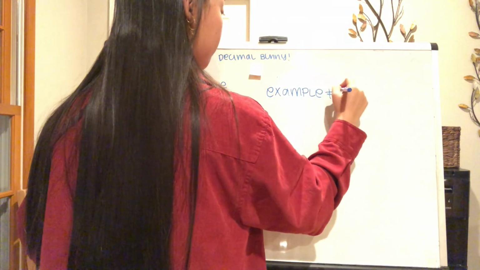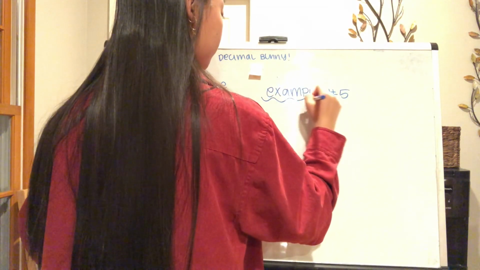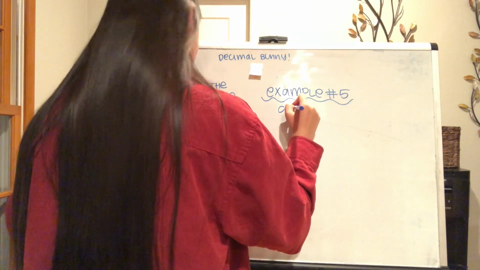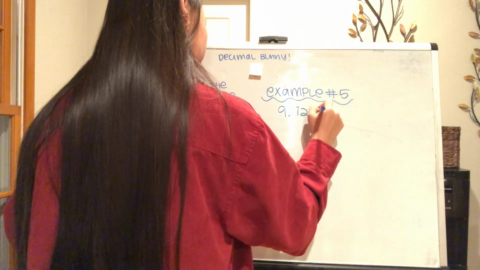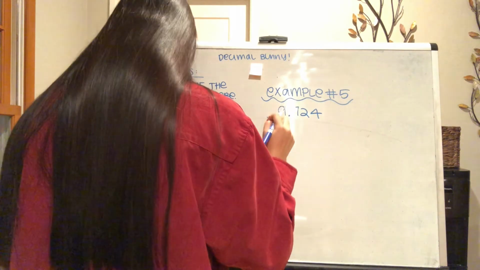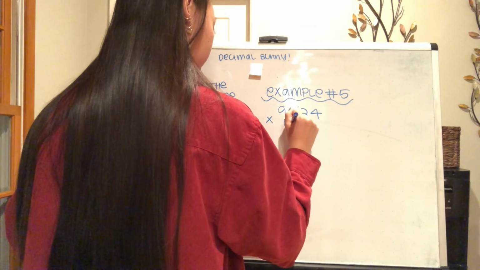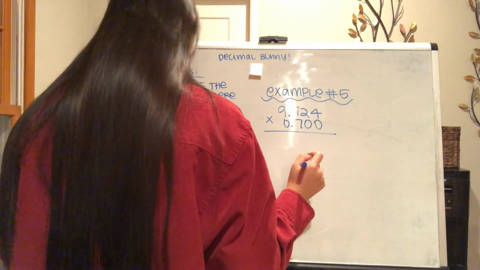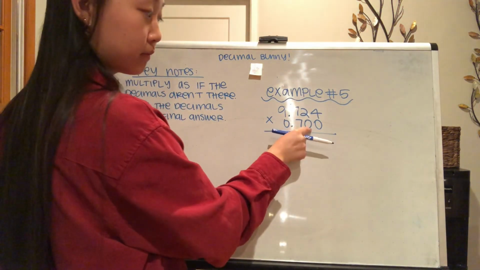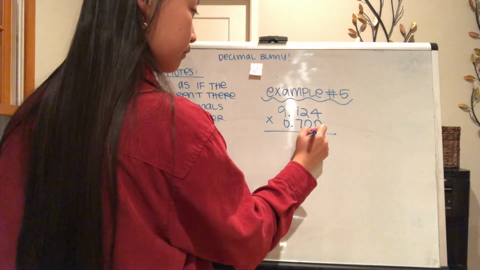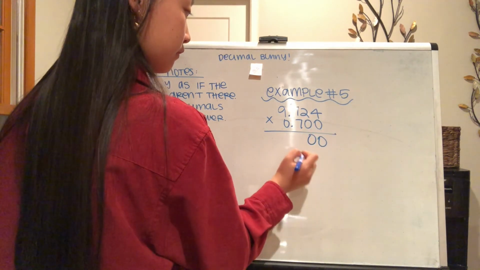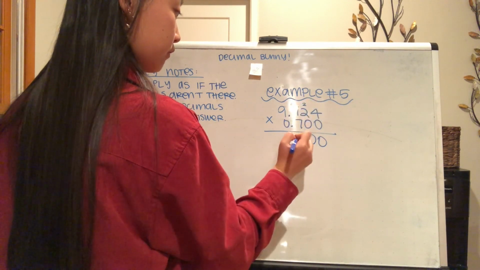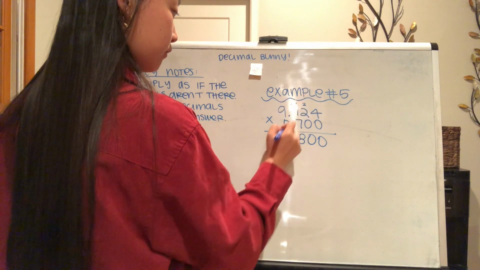Alright, moving on to example 5. So we are given 9.724, and we're going to multiply it by 0.700. And so a trick is that since there are 2 zeros at the end, and 0 times anything is just 0, then the answer is going to have 2 zeros at the end too. And then we're going to multiply normally.